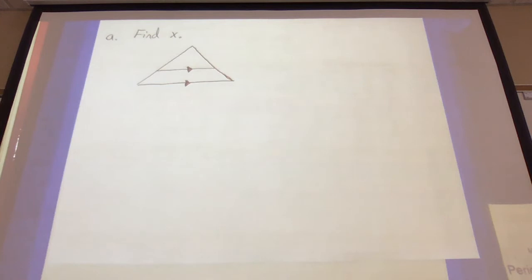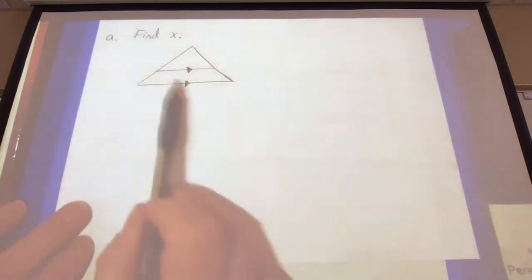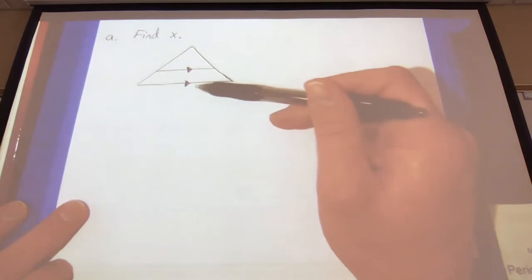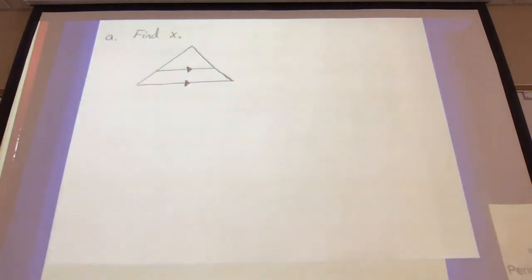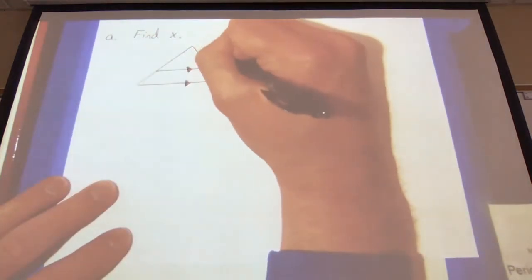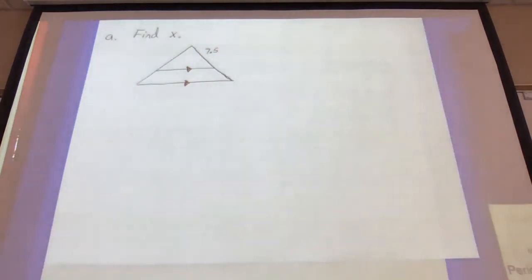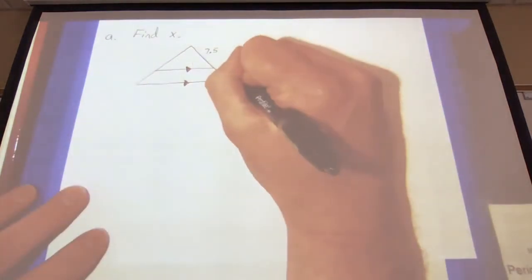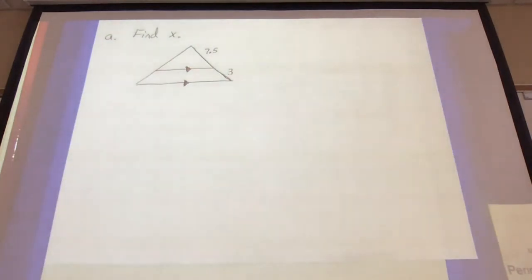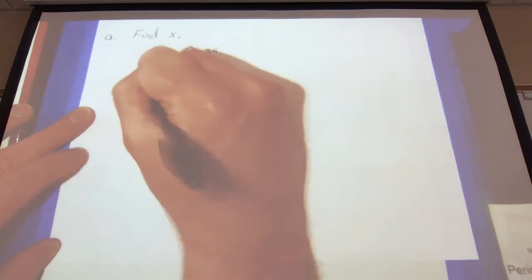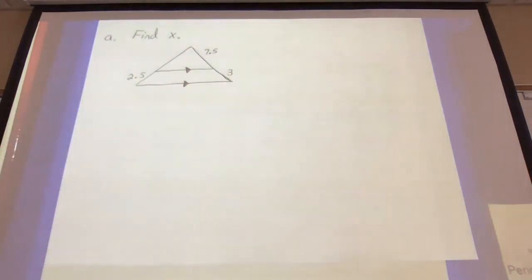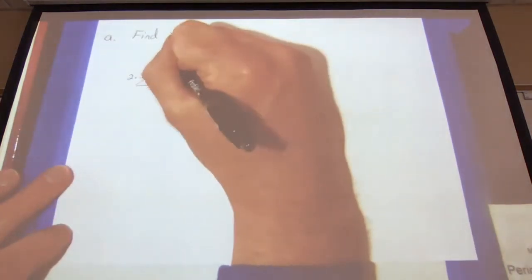All right, here's how we're starting our picture. We've got the triangle. We're drawing a segment through the triangle that is parallel to one of the sides of the triangle, and they're going to tell us the following. We've got a 7.5 over here. This part is 3. We have a 2.5 down here. And the x they want us to find is this part.